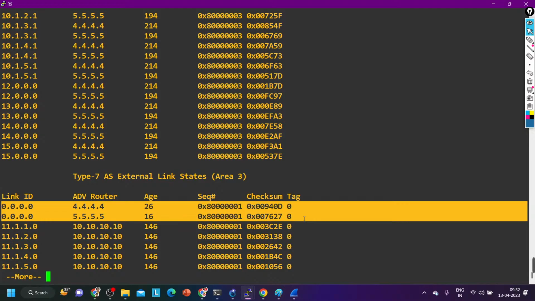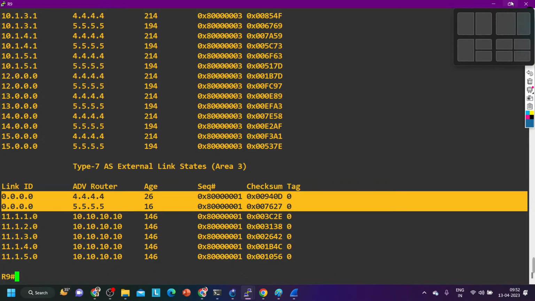Getting my point, guys? So now question is, which router will generate LSA 7? So ASBR router will generate LSA 7 for NSSA area, and if you will run command default information originate on ABR, then ABR router will also generate one LSA 7. It will send a default route.